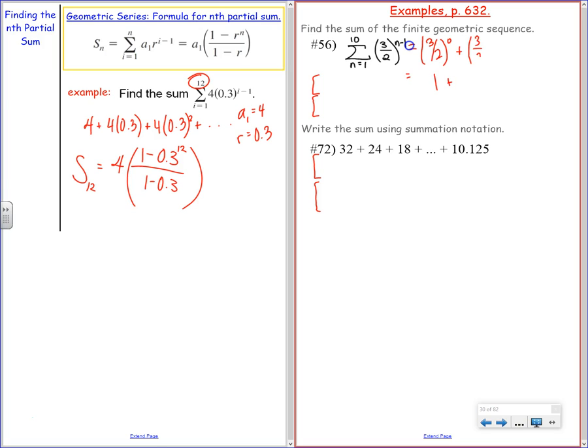Then what's the next one going to be? Plug in 2. 2 minus 1 is 1. Plug in 3. 3 minus 1 is 2. If I square 3 halves, I get 9/4. I'm going to put a dot, dot, dot. When does it all end? Plug in 10. 10 minus 1 will be 9. Am I going to raise this to the 9th power? And the answer is no. But that's what we would do.